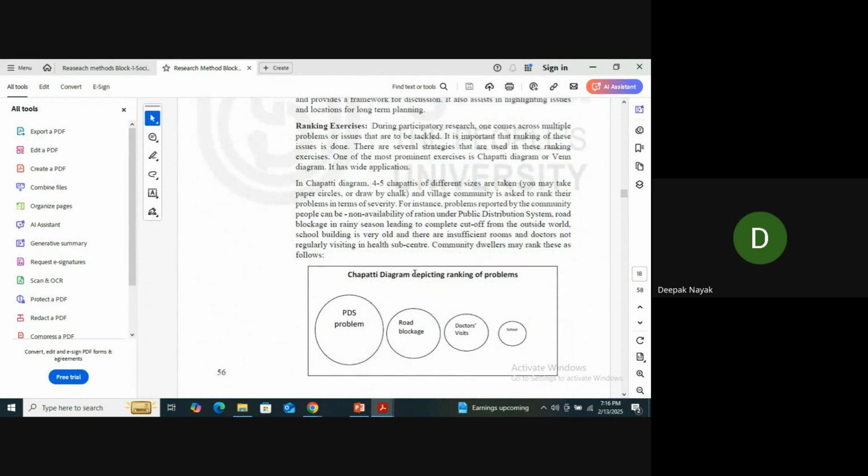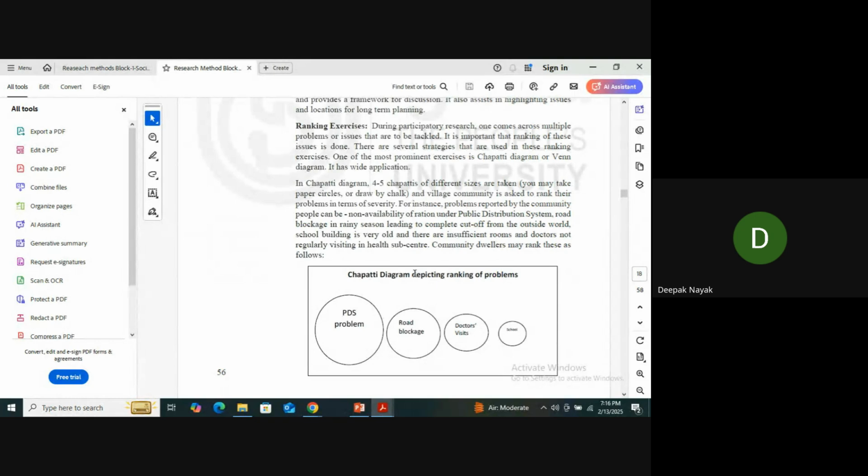Then to understand the power hierarchy, or economic hierarchy, or income differences among people, usually wealth ranking is done. Okay, wealth ranking they do. Wealth ranking is done by the people because they know which family has what income, what sources of income, and size of income. That's why the people themselves conduct the wealth ranking.